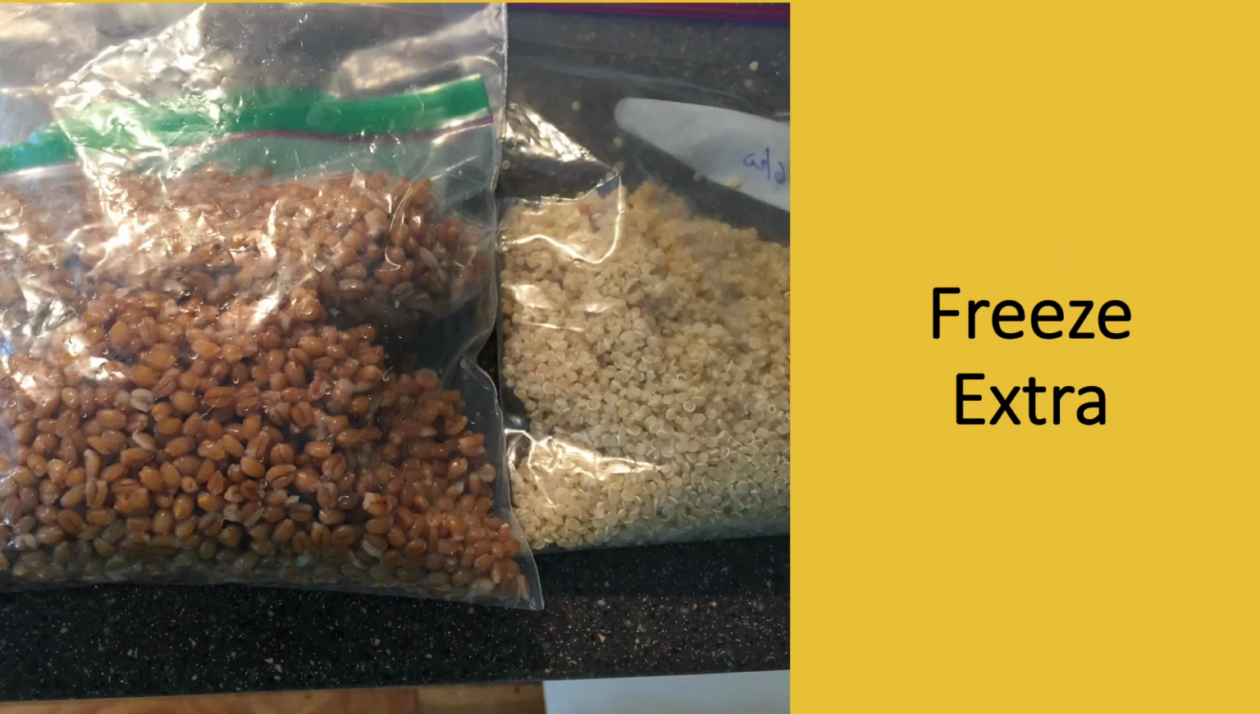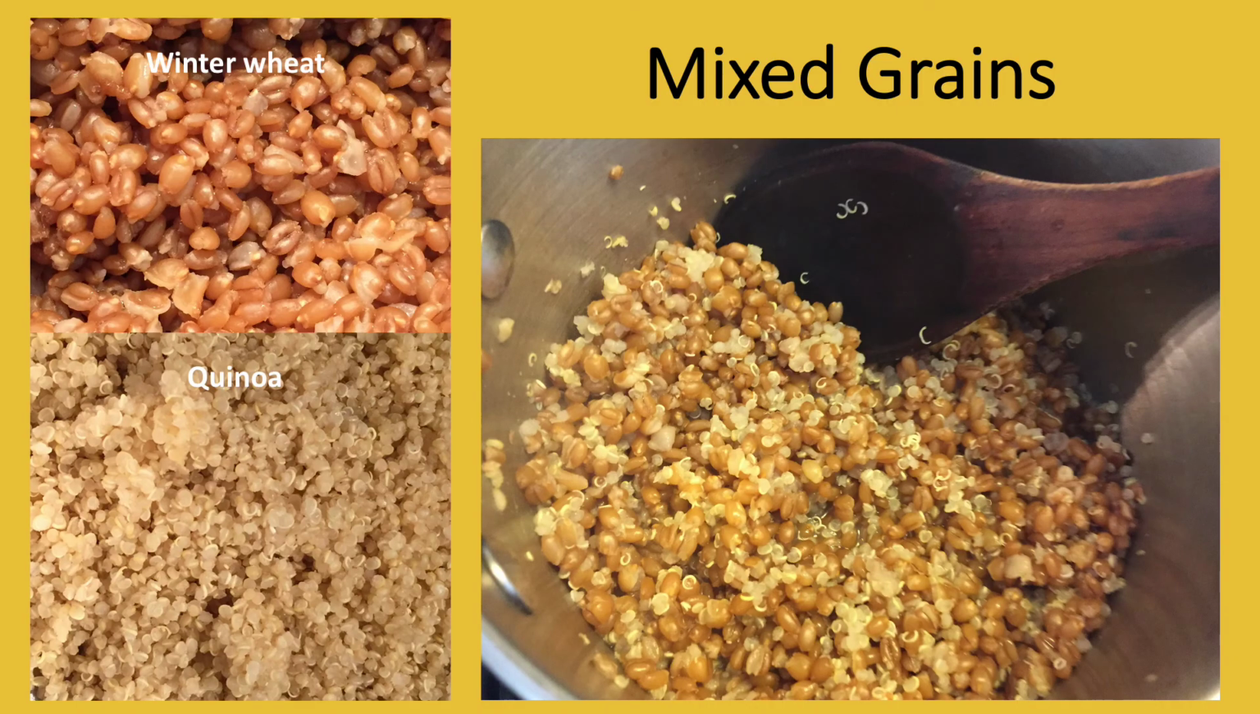On the left are some extra cooked wheat berries. When I cook these, I always cook extra to use on its own or in combination with other grains. These grains freeze very well. This is a combination I use a lot. The winter wheat gives body and chewiness, and the quinoa absorbs sauces and dressings and clings to ingredients. The result is that every bite of the dish is flavorful.